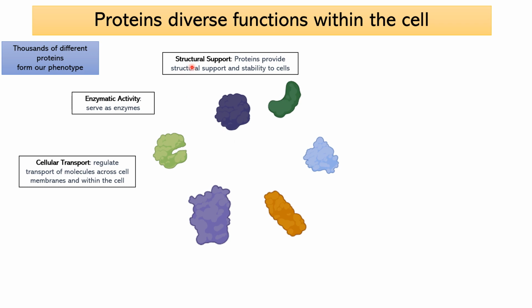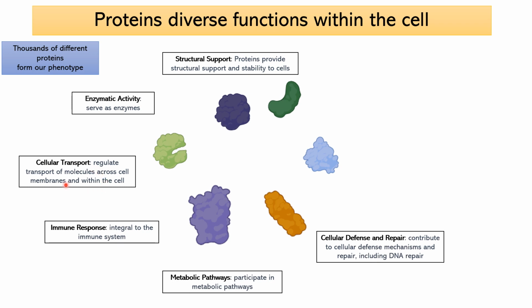The functions of proteins are very diverse. They are involved in structural support of cells. They catalyze enzymatic reactions, and they have enzymatic activity. They are also important for cellular support and regulating the transport between cells. They are important for immune response, and are an integral part of the immune system. They are very important for metabolic pathways, and essential for regulating cellular defense and repair.